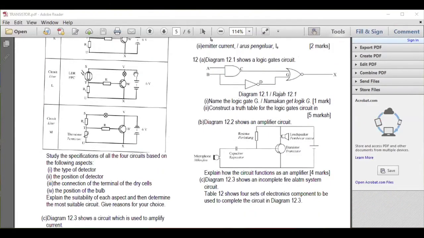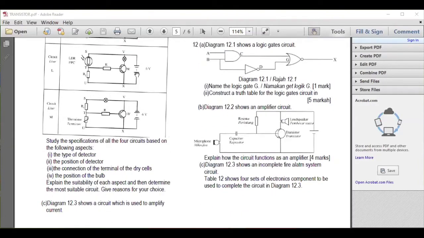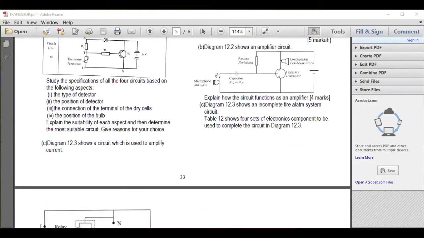Okay, we look at another one more example. That's also a passive question. This one we haven't learned yet, so we just leave 12A. 12B: diagram 12.2 shows an amplifier circuit. Explain how the circuit functions as an amplifier, 4 marks. So 4 marks, you must give 4 points.